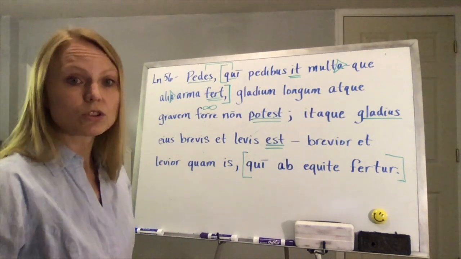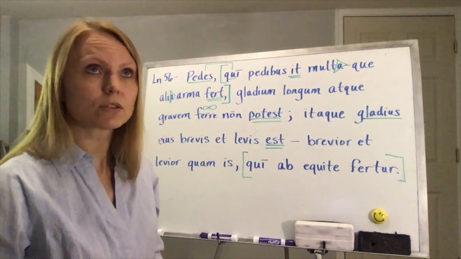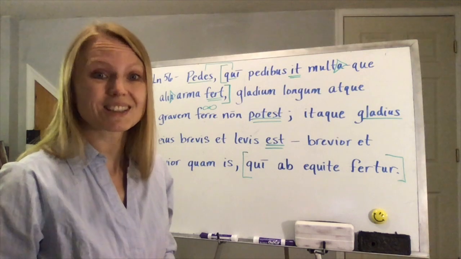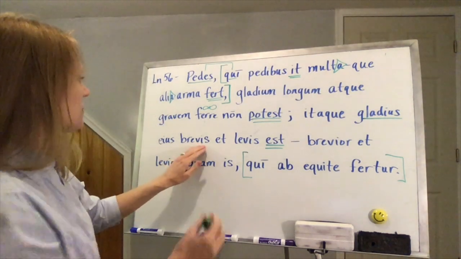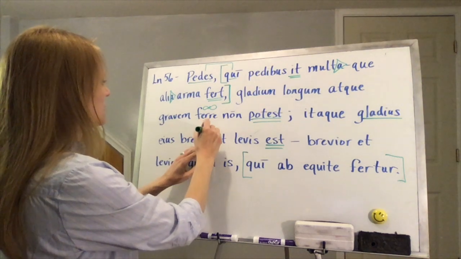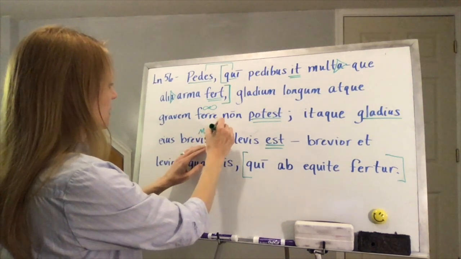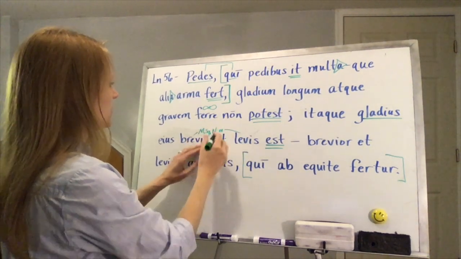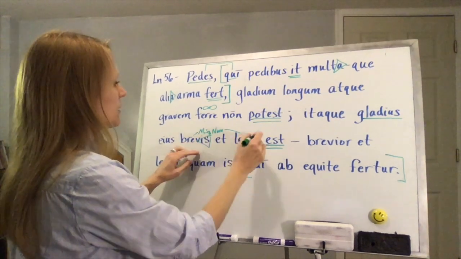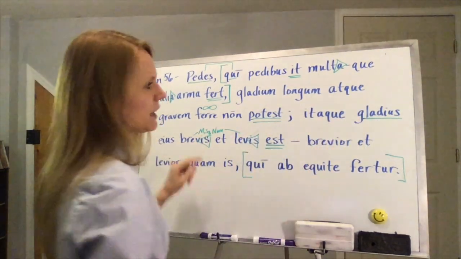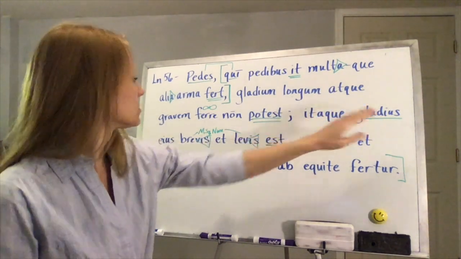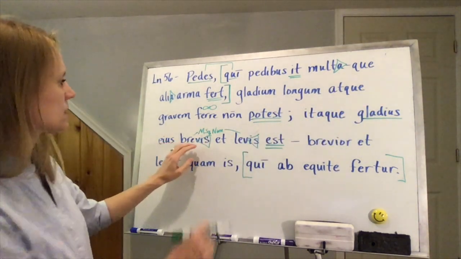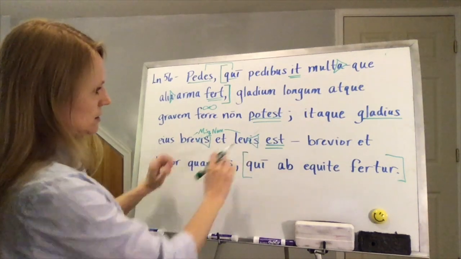Remember these are those new third declension adjectives that we like to call them. This is just a masculine, singular, nominative, both of them are, because they're both pointing back and modifying gladius, okay? So his sword is short and light.